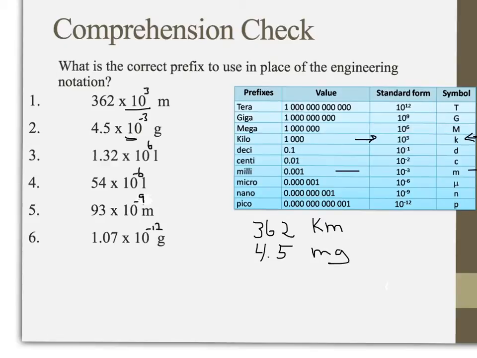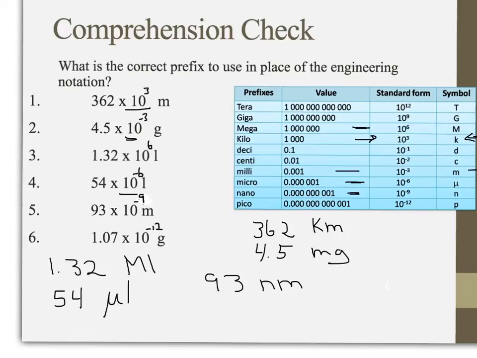milligrams. The next one, 1.32, I can replace 10 to the 6. Look on my chart, it's right here. The value can be replaced with a mega, so megaliters. Number 4, 54. This 10 to the negative 6, if I look on my chart, it's right here. That value can be represented with a micro, so that's 54 microliters. Number 5 is 93. That's 10 to the negative 9, which is right here. That value can be replaced with a nano, the prefix nano, so that would be 93 nanometers.